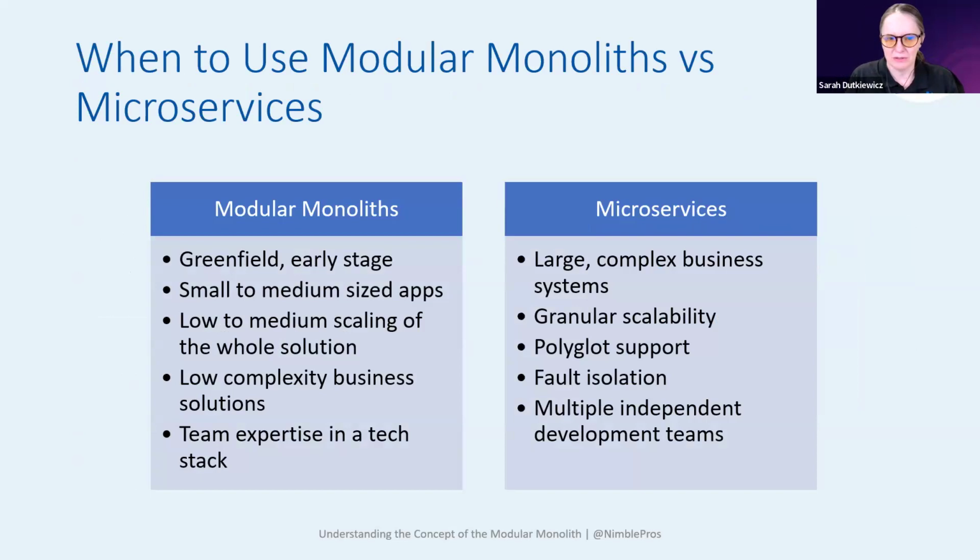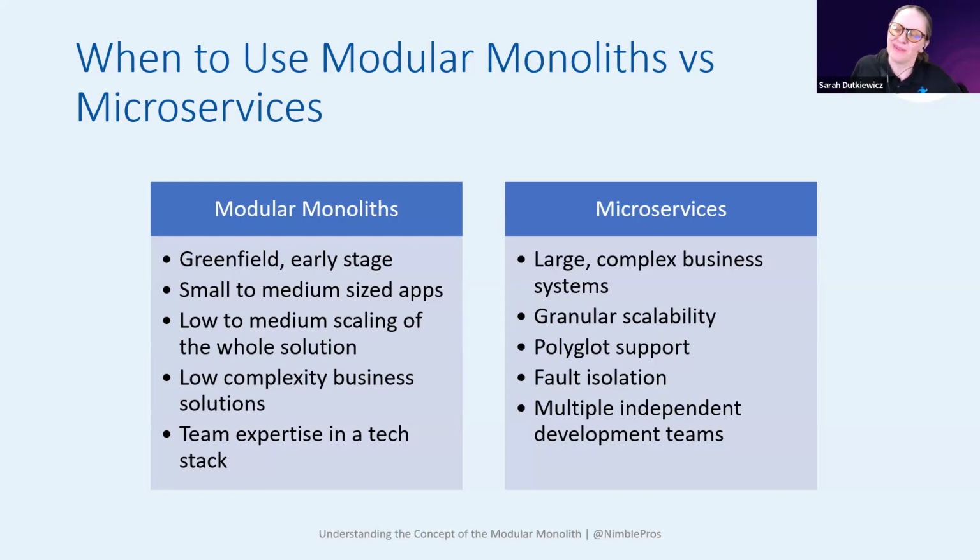Now, I want to make sure we understand when you would want to use modular monoliths. Greenfield for sure. If you're dealing with a smaller application, your modular monolith may be your stopping point. Microservices might be too much for what you need, and that's okay. It's good to have a stopping point that's organized and easy to maintain. It's also good for things where you're able to scale the whole solution. So there's still some scalability there, it's just not the granular scaling each service needs. If the business solution itself has low complexity, you may just stop at that modular monolith.